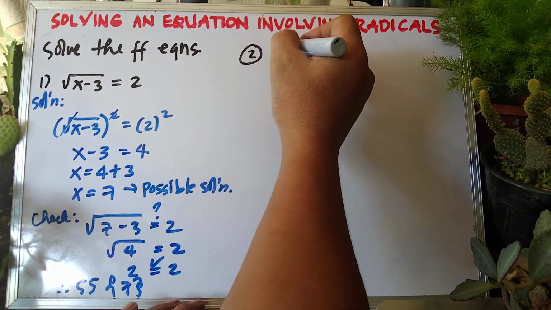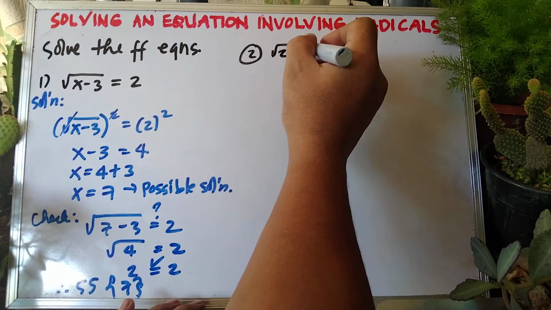Okay, you have square root of 2x plus 5.